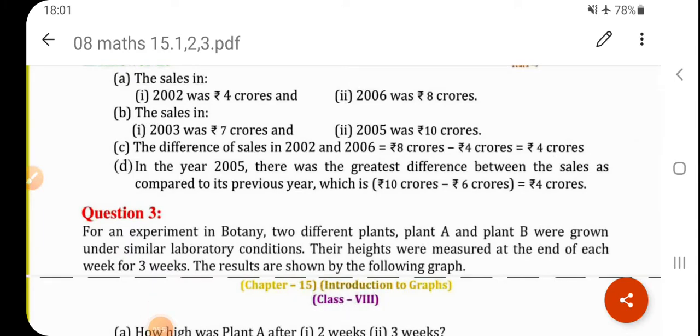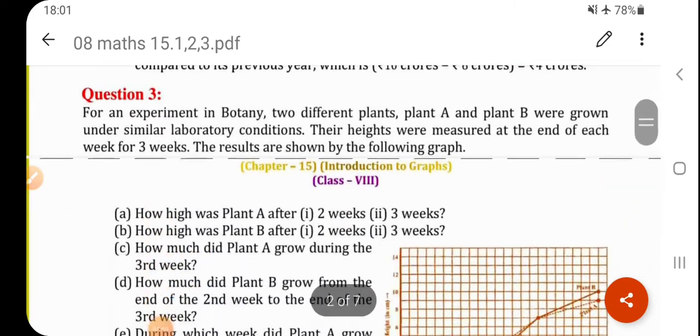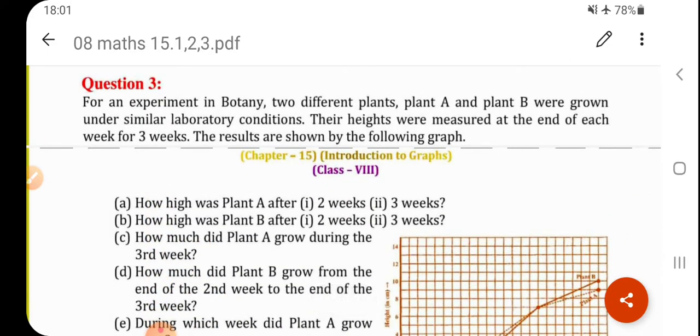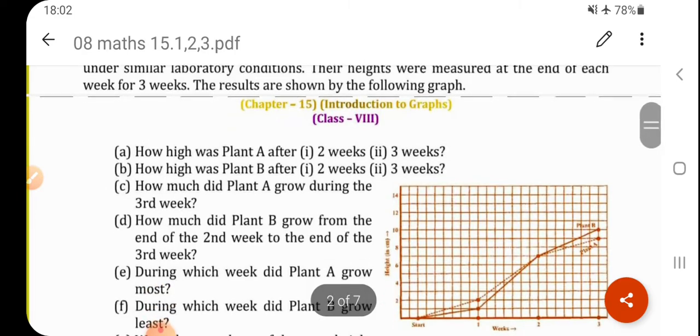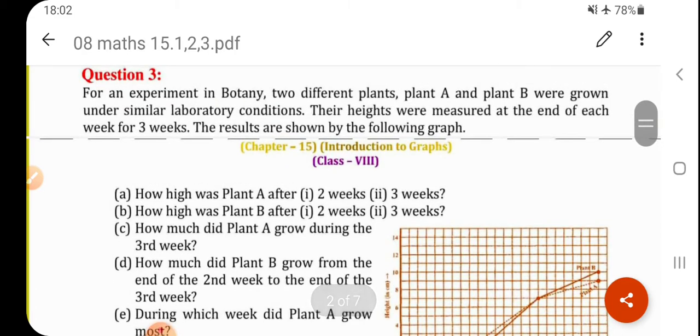Question number 3. For an experiment in botany, two different plants, plant A and B, were grown under similar laboratory conditions. Here the experiment is given for two plants A and B, and both plants were grown under the same conditions. Their heights were measured at the end of each week for 3 weeks. Both plants were grown for 3 weeks in the same laboratory condition. After the 3 weeks, their heights are measured. So the results are shown by the following graph.